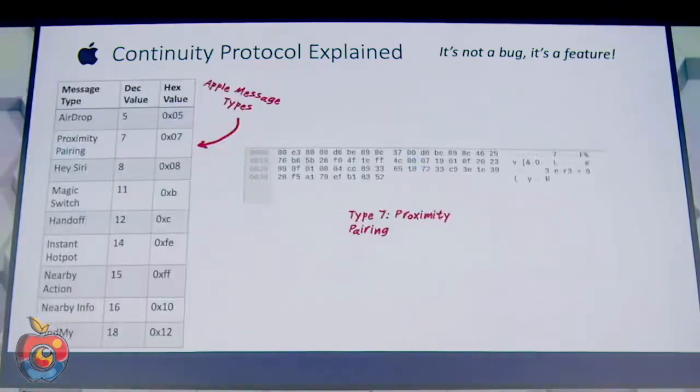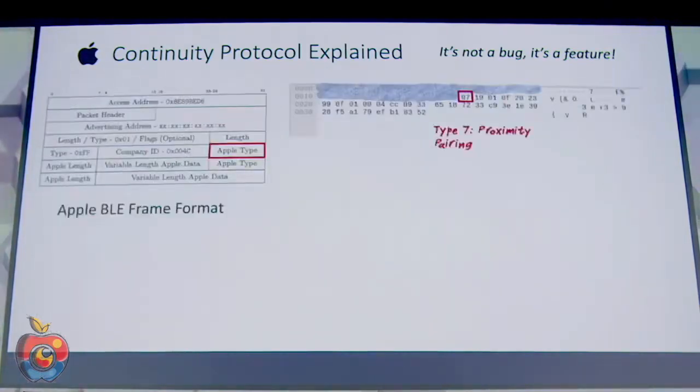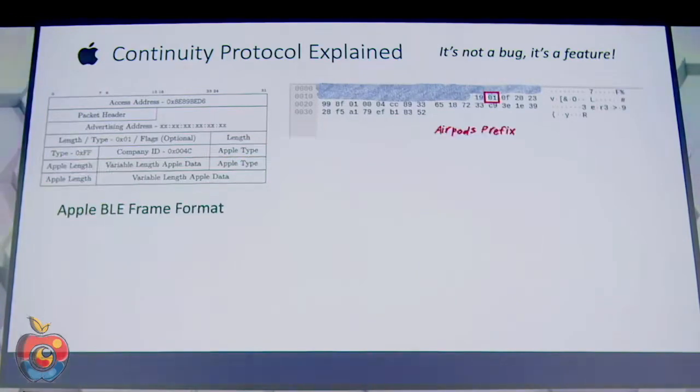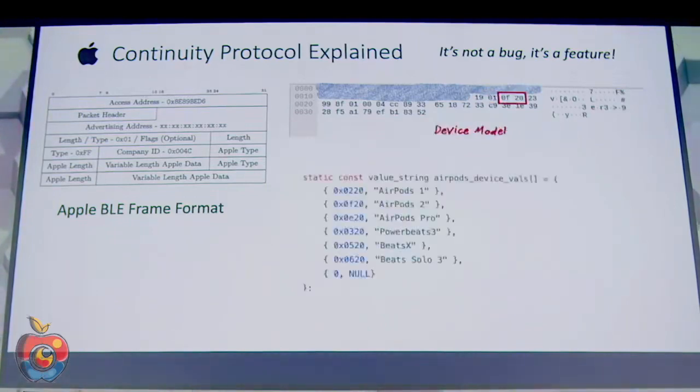So the last one I'm going to show you is proximity pairing, which is type 7, and that has to do with your AirPods. If you have AirPods, they will be sending this information at all times. So that's a length of 25 bytes of Apple-specific data. The first one is just the prefix, letting you know that it's starting the frame. The next one is device model.